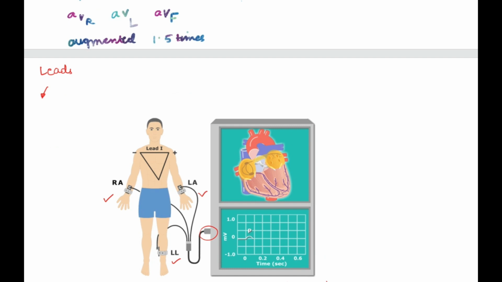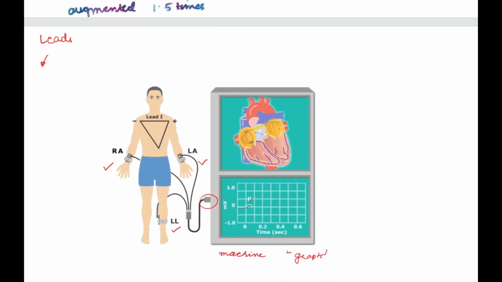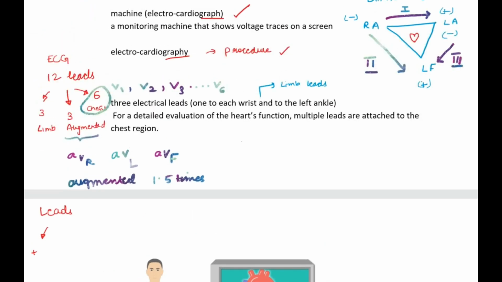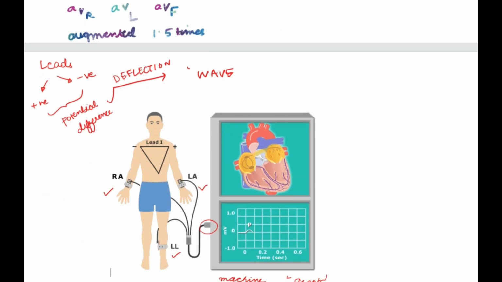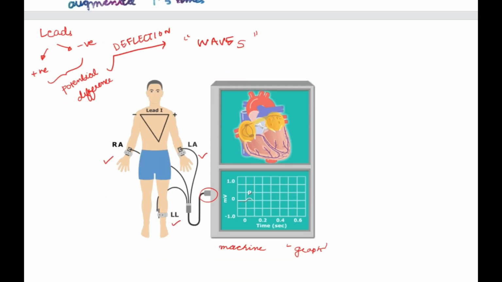So the leads have positive and negative terminals, and there is a potential flowing across, a current across the terminals, and the potential between the positive and negative terminal is what is known as the potential difference. This potential difference leads to deflection, producing waves in the ECG paper.